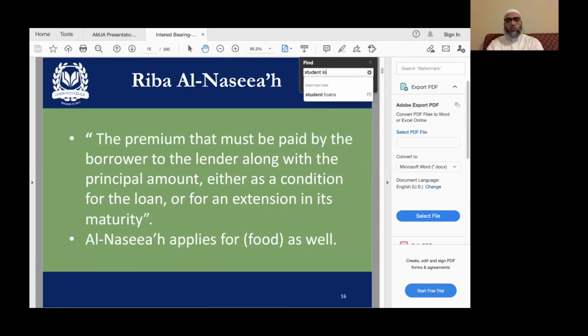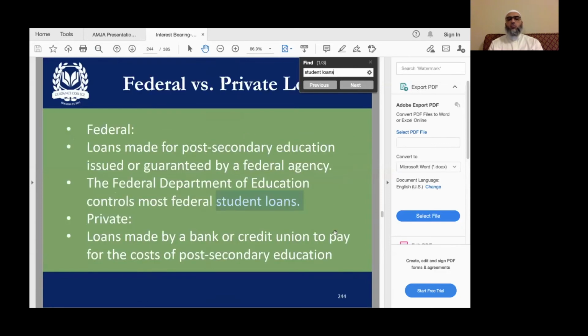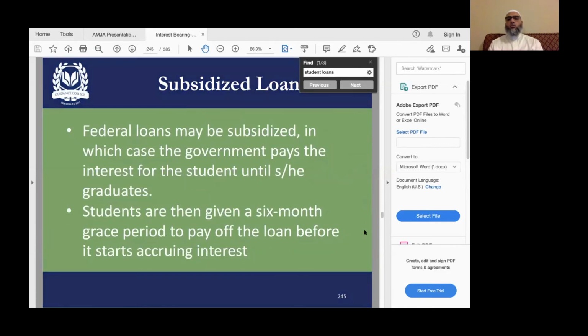Student loans. Okay. As you all know, here in the US you have subsidized loans and unsubsidized loans.